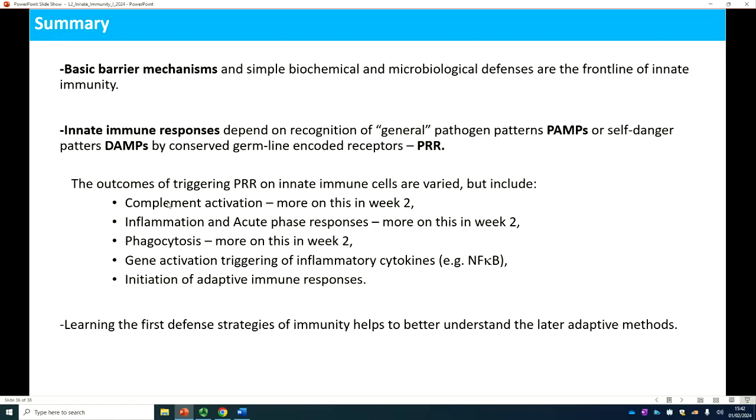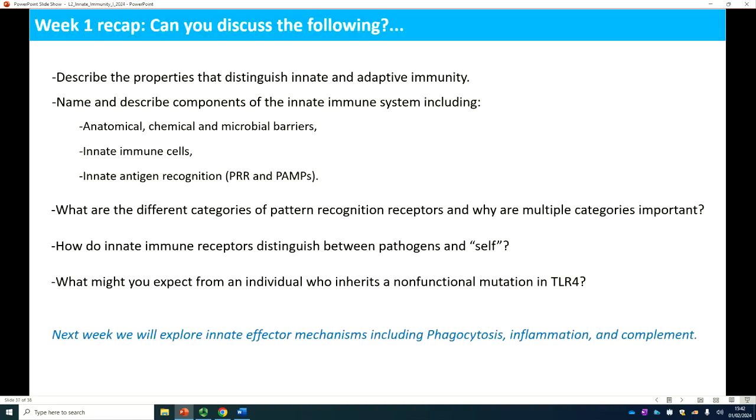But basically, the outcome of triggering the PRR on the innate immune system can be varied, but it will include activation of complement, which we will discuss next week. Also, inflammation and the acute phase responses, which we'll go into more detail. Phagocytosis, again, we'll go into more detail on that. But also triggering the activation of the NF-kappa B transcription factor and helping to initiate the adaptive immune response. By understanding the innate immune response and these early steps, you'll be able to get a better understanding of the adaptive immune system.